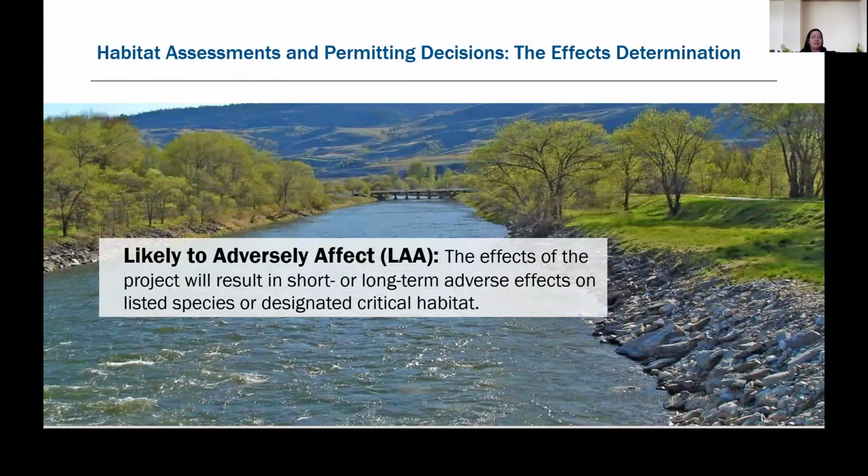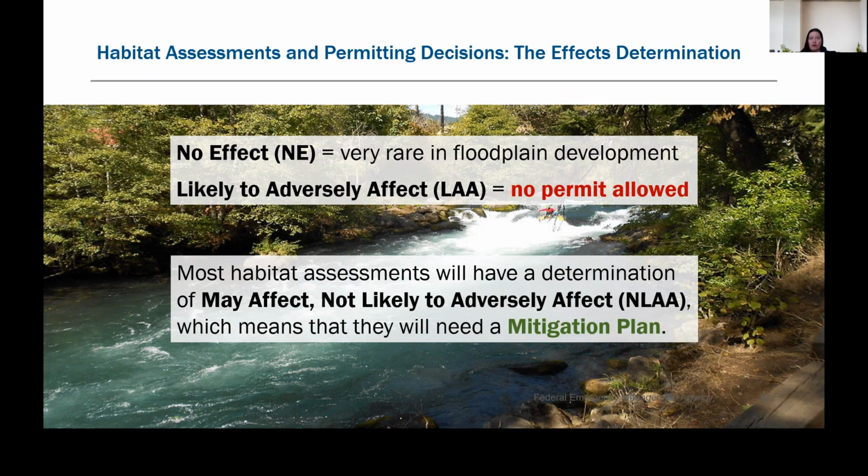Likely to adversely affect means that the effects of the project will result in short or long-term adverse effects on listed species or designated critical habitat. That means after the project is complete, there are still long-term adverse effects or short-term adverse effects that have not been addressed or mitigated. So no effect is going to be super rare in floodplain development.